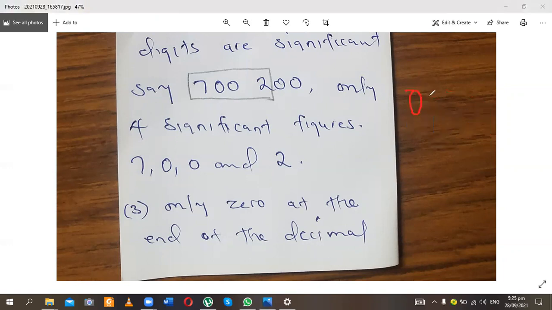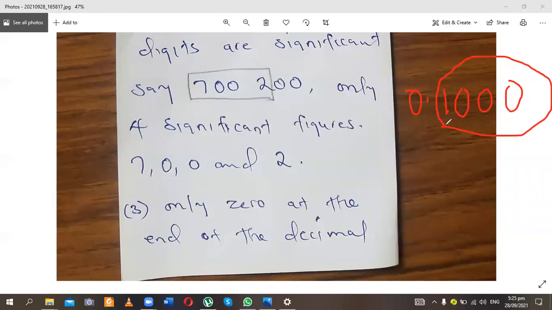So let's say you have 0.1000. For as long as these zeros are coming after the decimal point, those numbers are considered to be significant. Saying that the zeros that are at the end of the decimal number, those ones are considered to be significant. Are we okay? Yes.